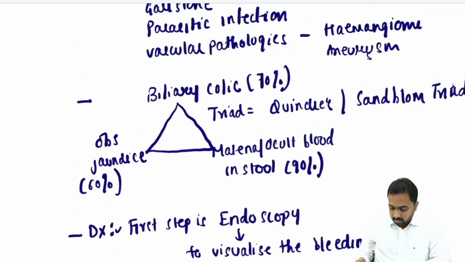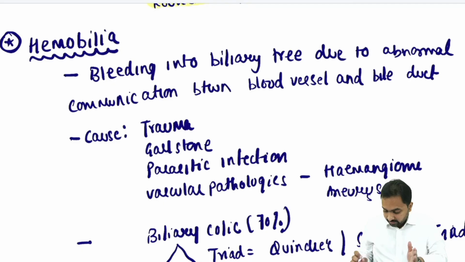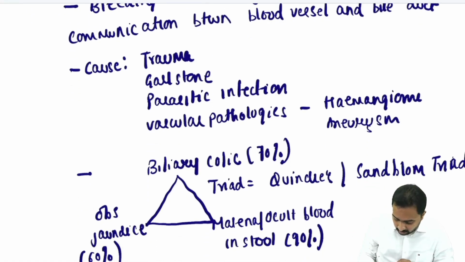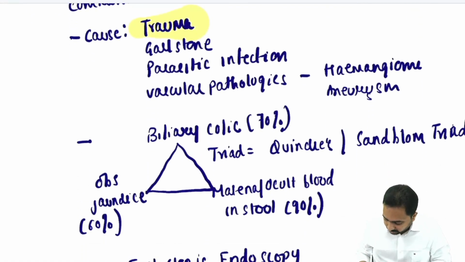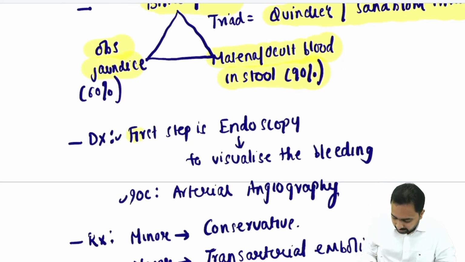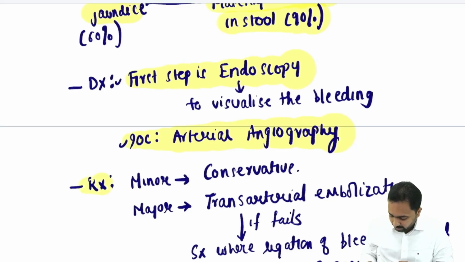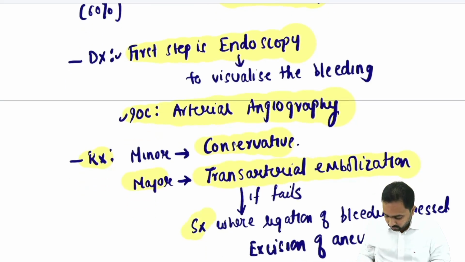So, haemobilia, it is bleeding into the biliary tree due to the abnormal communication between the blood vessel and the bile duct. Cause is trauma, a triad known as Quincke's triad or the Sandblom's triad. It consists of biliary colic, obstructive jaundice, and melena or occult blood in stool. The first step in diagnosis is endoscopy. However, the investigation of choice is arterial angiography. Treatment, if minor, conservative. For major, we'll go for a transarterial embolization. If that fails, then we go for surgery.